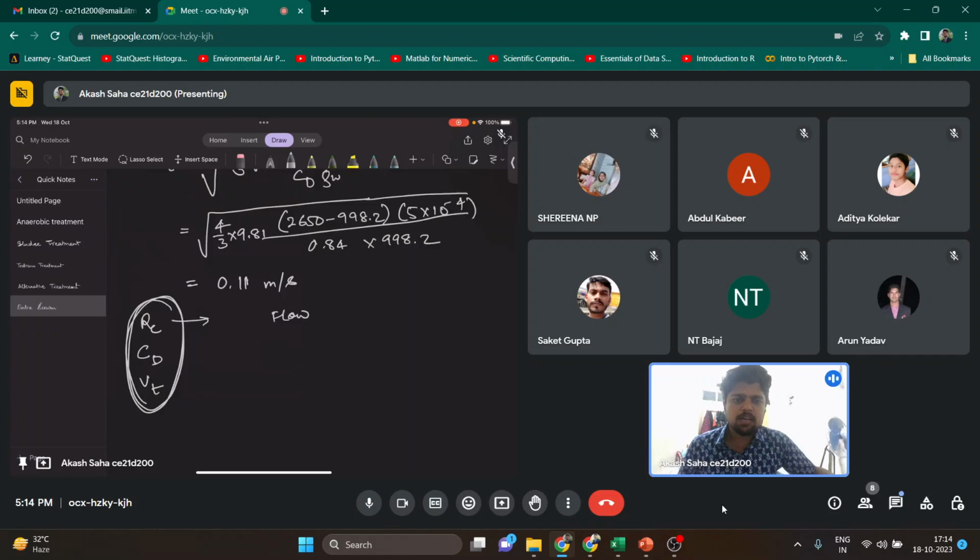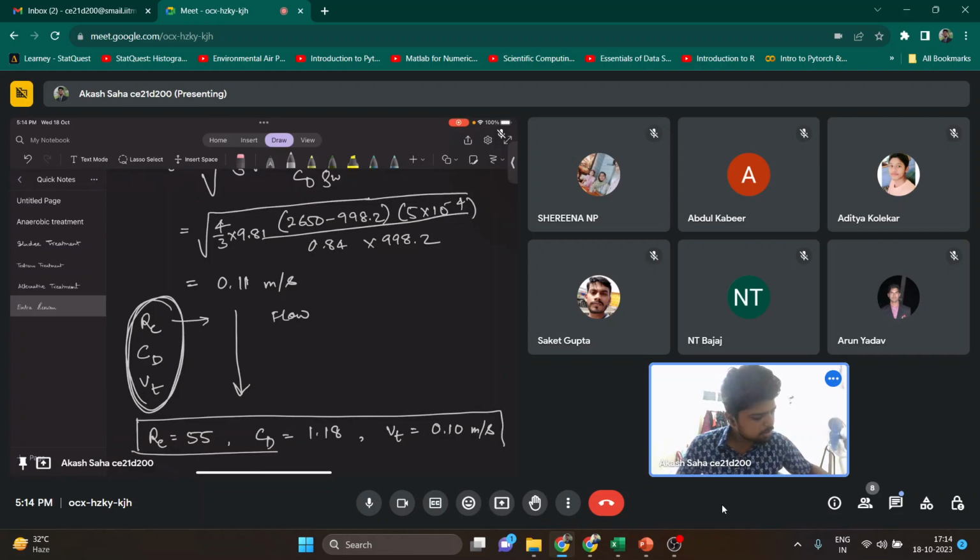So are you able to understand the problem? Anybody have any questions in that? So I will give you the final answer. If you do the iteration one or two times, you will get the final answer as Re equal to 55, CD equal to 1.18, Vt equal to 0.10 meter per second. So this is the final answer. But you may have to do one or two iterations. Okay. Anybody has any questions regarding this?